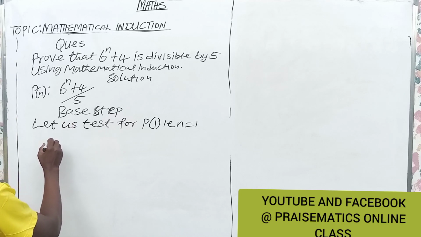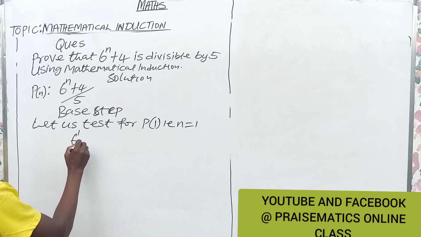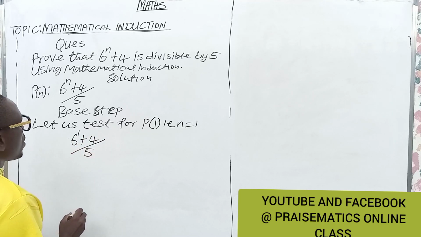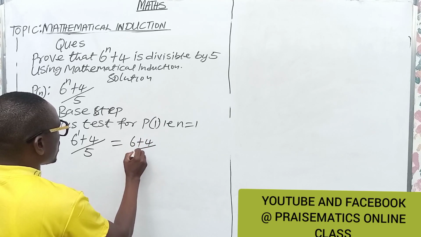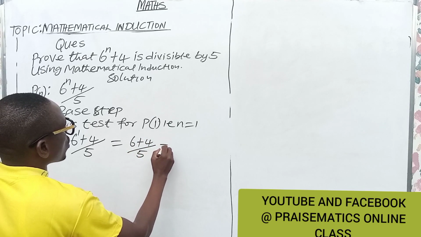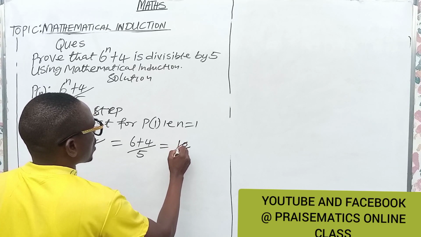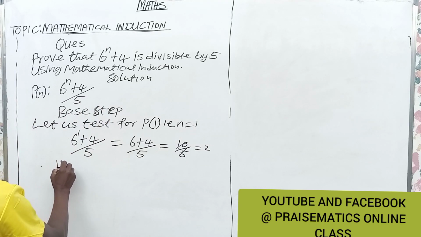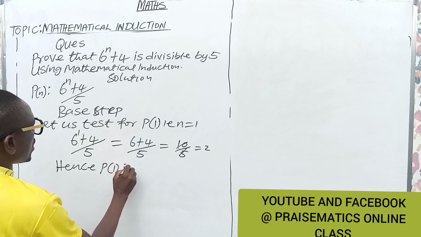What do we have here now? We have 6 raised to power 1 plus 4. Is it divisible by 5? That is 6 plus 4, which will give us 10 by 5. Is it divisible? It is divisible, which will give us 2. So hence P of 1 is true.